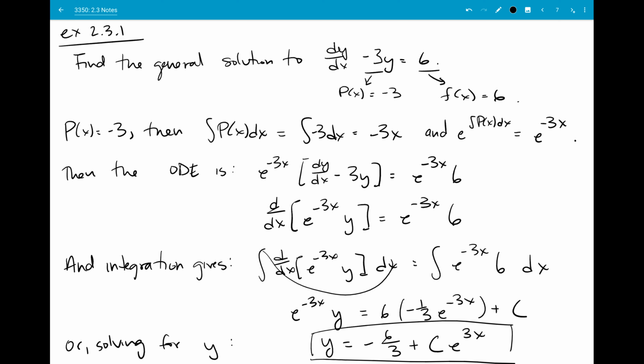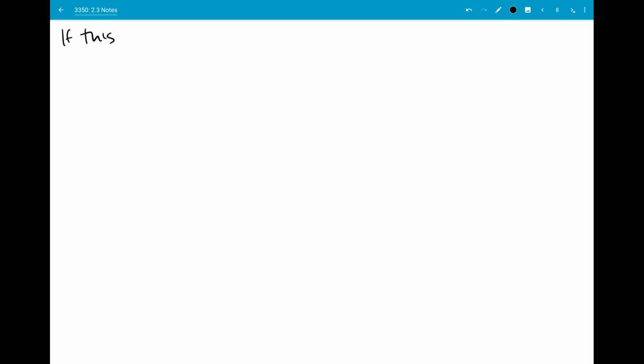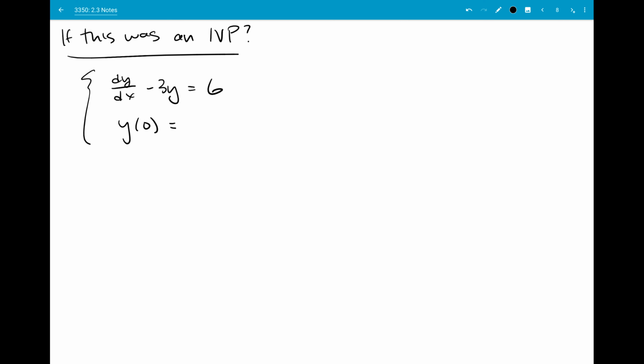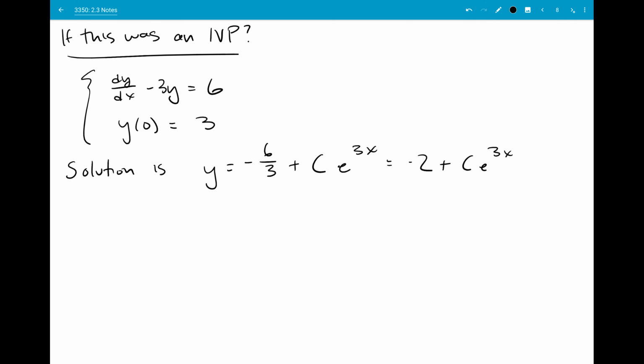And remember just that when you took this integral right here, you had to have that constant of integration come out, same way as we did with separable equations. Because if this was an initial value problem, you would have something like dy/dx minus 3y equals 6 with y of 0 equals 3. And so if you found y equal to minus 6 over 3 plus c e to the 3x, I think we said, which is minus 2 plus c e to the 3x.